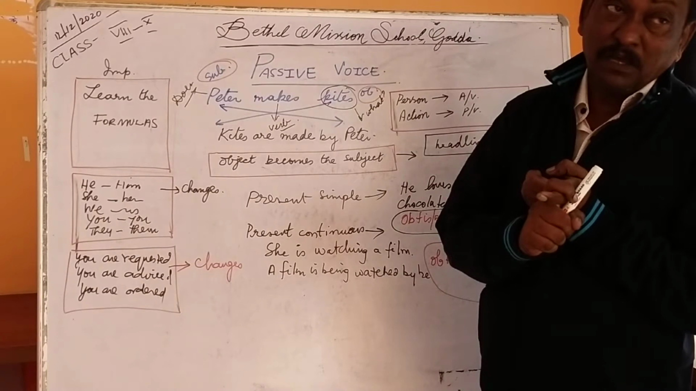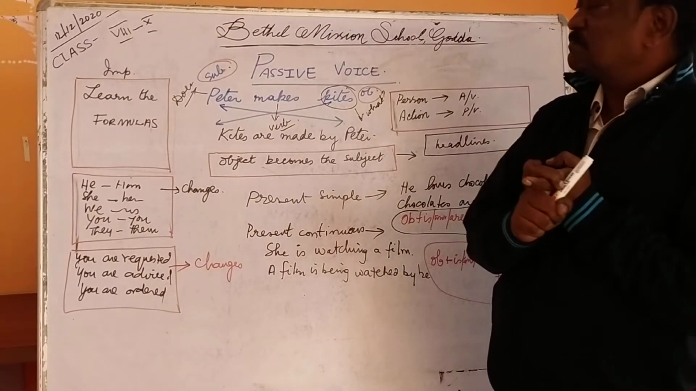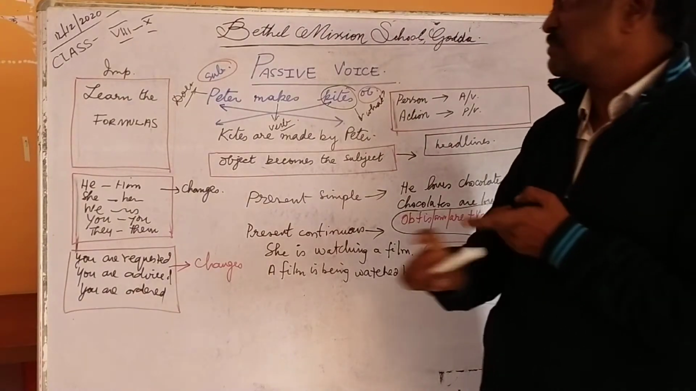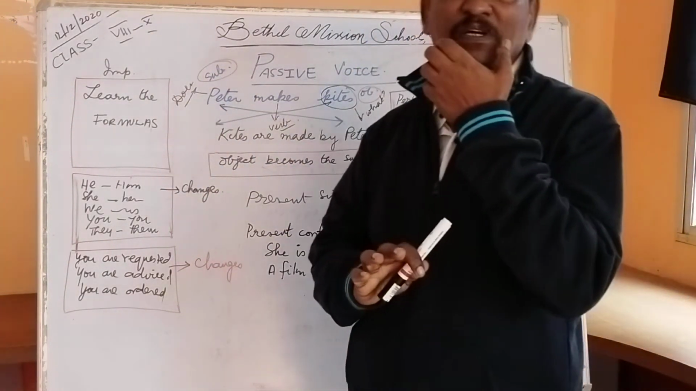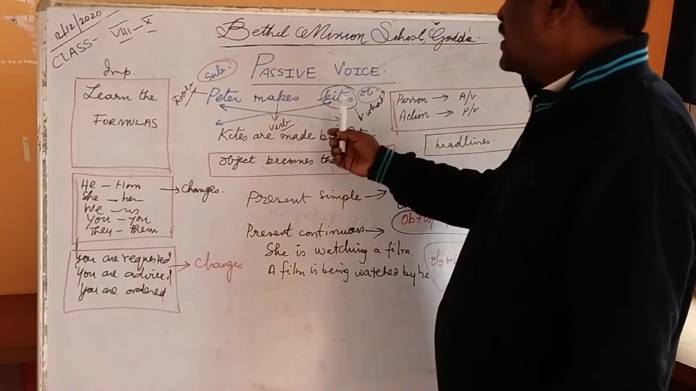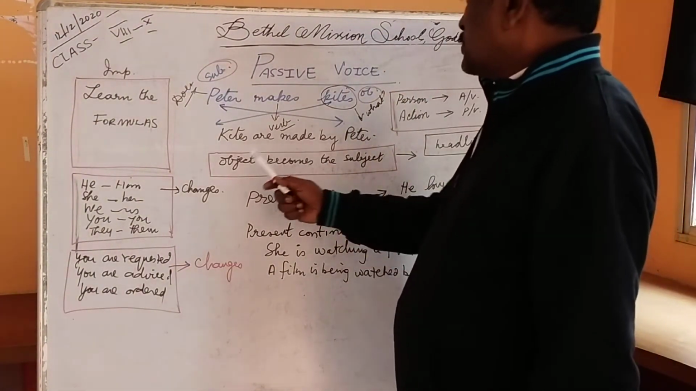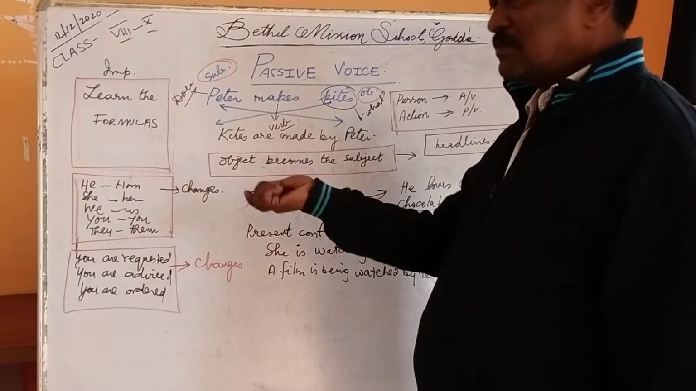First rule: subject in the active voice becomes the object in the passive, and the object in the active voice becomes the subject. Take a note of it. A very careful note has to be taken. So object becomes the subject.